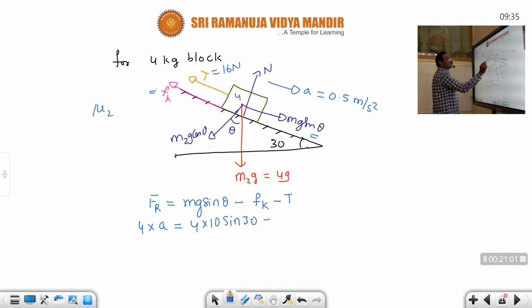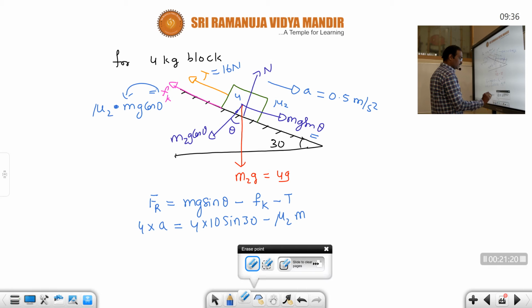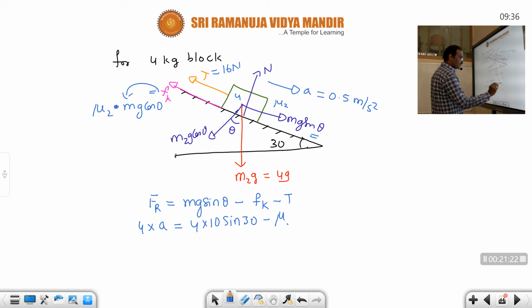I will take mu 2 as the coefficient given here. Mu 2 is the coefficient, so the friction is mu 2 into mg cos theta. That is mu 2 into mg cos theta, where m is 4. So here it is mu 2 into 4 into 10 into cos 30, minus the tension value, which we substitute as 16.